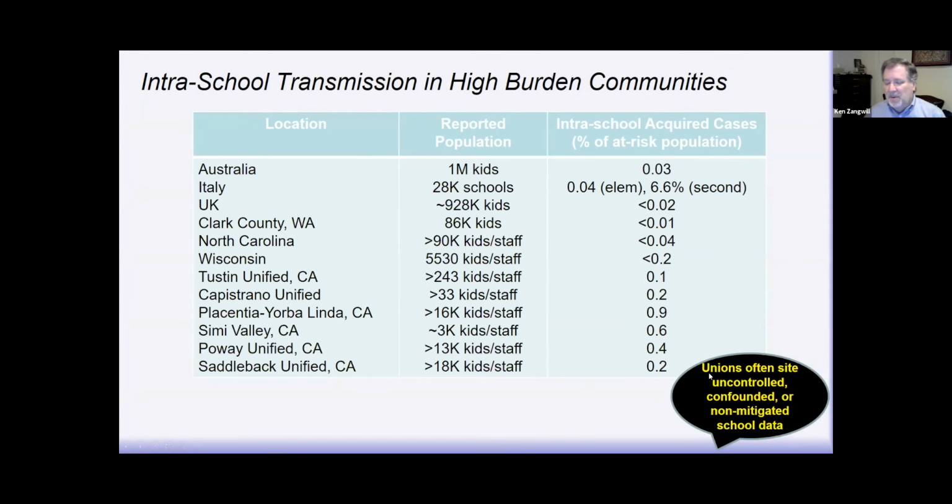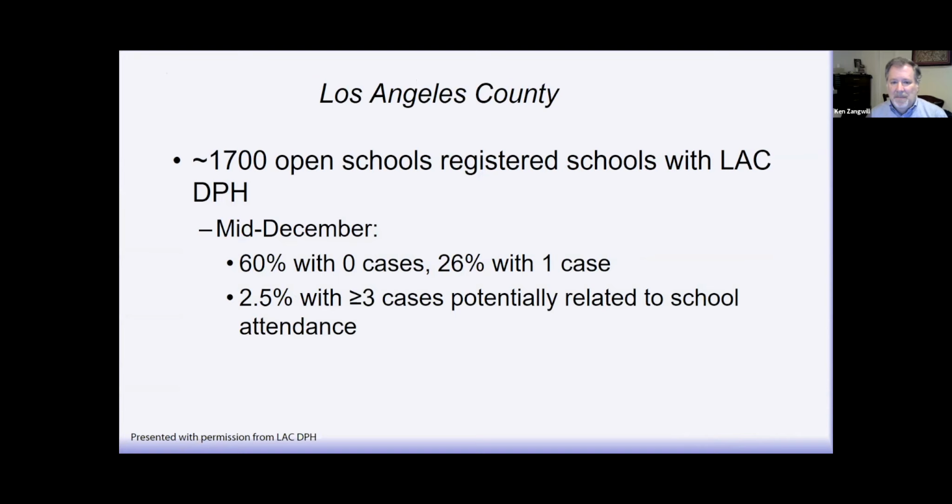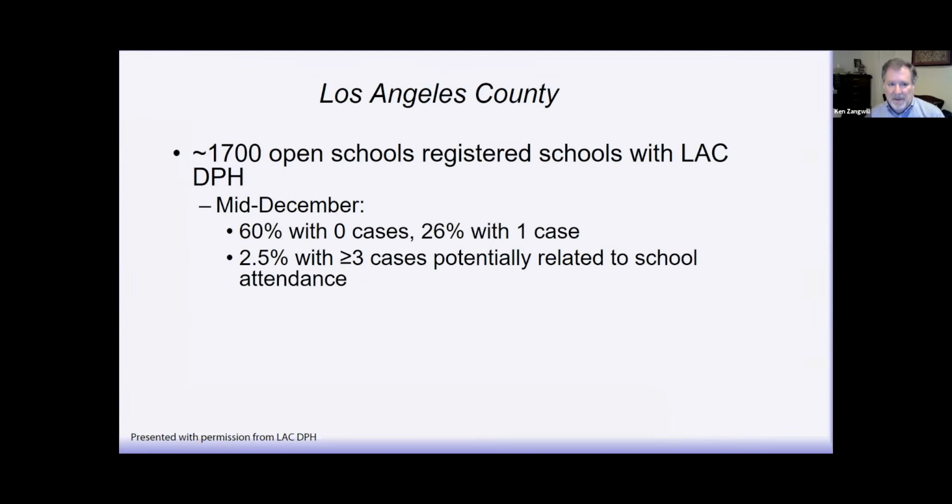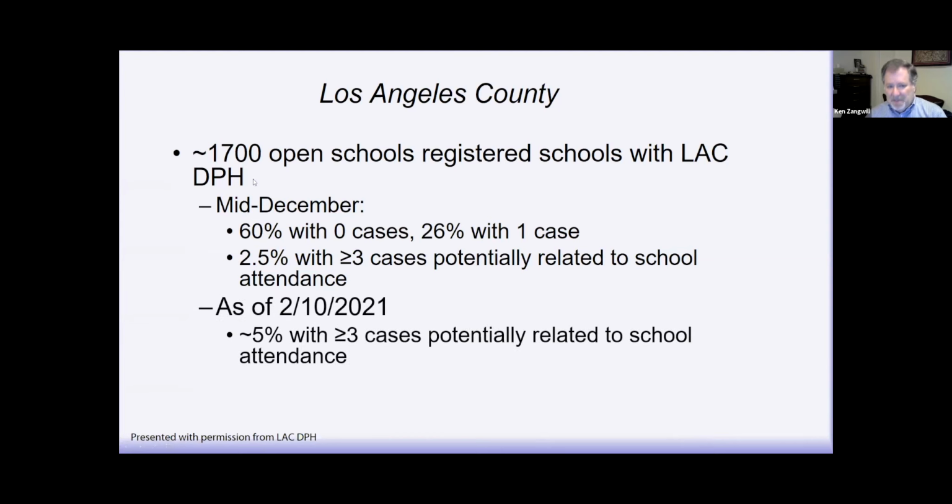I'll just share with you that around the country, and certainly in California, unions are very involved. And the problem is sometimes they often cite uncontrolled, confounded, or non-mitigated school data to suggest that it's a big risk, and it just isn't. So in LA County, I wish I had more recent data. I'll share this slide with you. There's more open schools now.